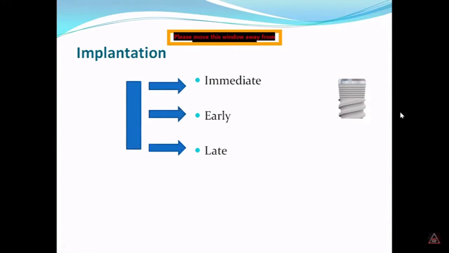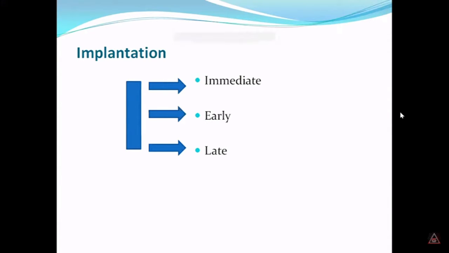So next is implantation. Something called as immediate implant or immediate implantation, early implantation, and late implantation. So what is the immediate implantation? What is early implantation? What is late implantation? They go after completing your BDS, go for private practice. Nowadays, people come for implants. It was difficult to get when we started.